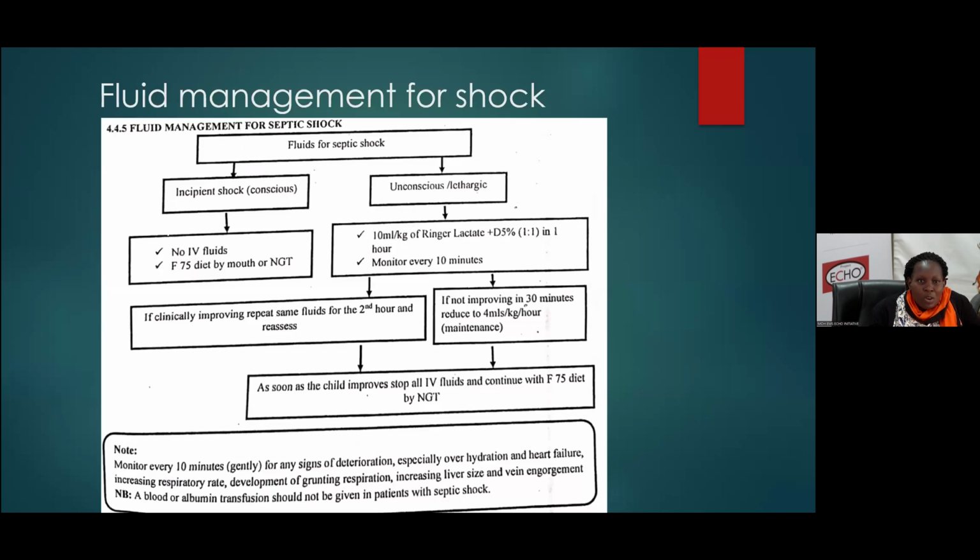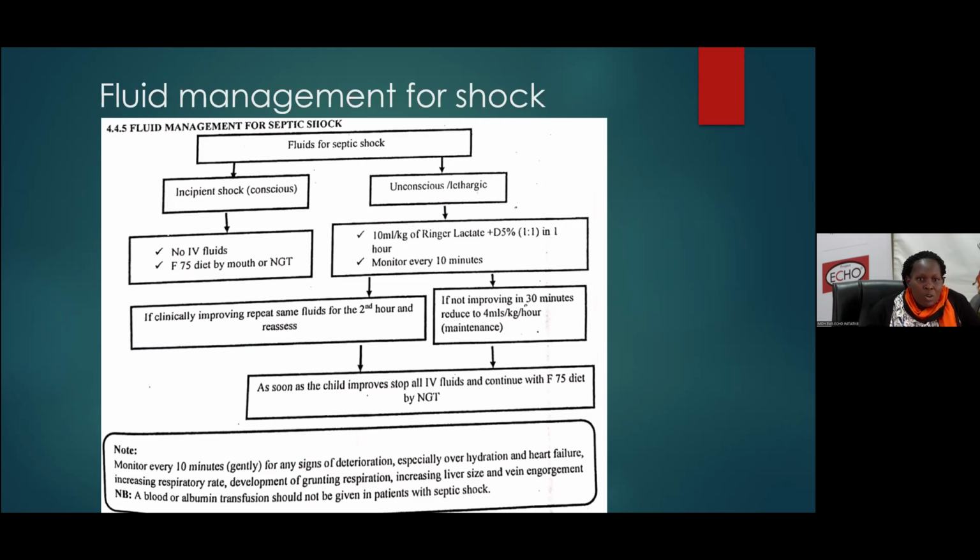Okay, so for septic shock, we can use fluids, but remember the fluids are only and only for children without edema. So for an unconscious or lethargic child, you want to give them 10 mils per kg of Ringer's lactate with dextrose 5% in a ratio of 1:1 in 1 hour, and look at them every 10 minutes for signs of over-rehydration. And if they are conscious, they can be fed orally. Please don't give them IV fluids, give them F75.